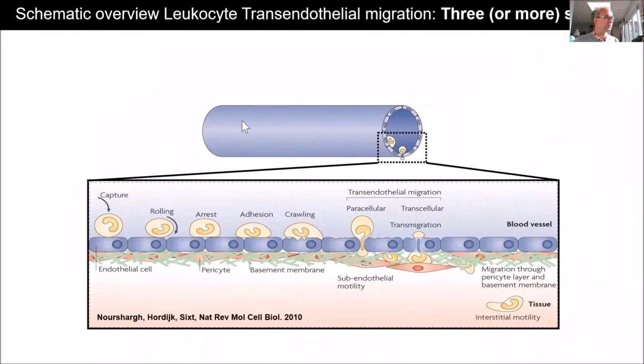Now, this is a typical scheme that you find in the textbooks, I have to say, where the leukocyte starts rolling and adhering on the inflamed endothelial cells that line the vessel wall. And from the adhesion phase, they go towards the crawling phase, and finally they transmigrate either between two endothelial cells, which is called the paracellular pathway, or they can also do this by going right through the endothelial cell body, and then we call it the transcellular pathway.